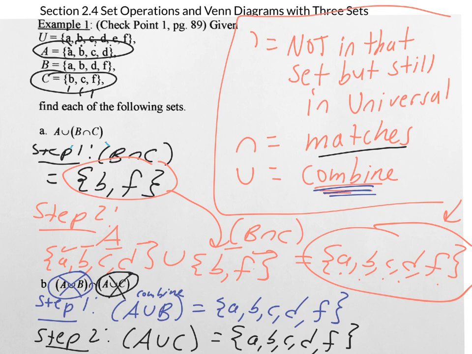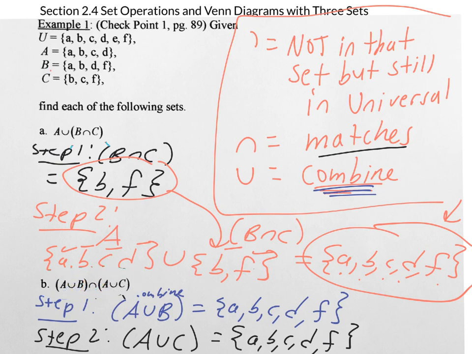Step 2 in the order of operations, we would do complement. That's the apostrophe next, but we don't have any complements in this question. So the last step of the order of operations is everything else that's outside the parentheses. And the only operation left outside these parentheses here is an intersection symbol. So I'm pretty much going to intersect my answers to steps 1 and 2.